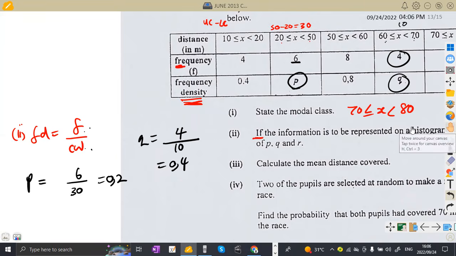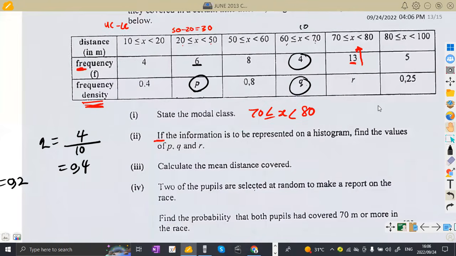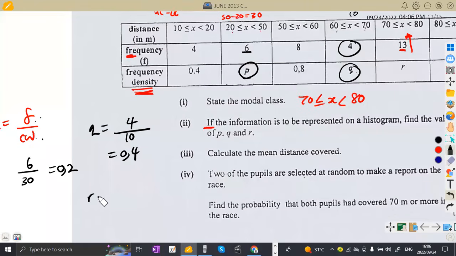On R, you do the same again. This is your R here. So you're going to have your R as the frequency there, which is 13, over the class width from 70 to 80, we've got 80 minus 70, which is 10. So we're going to divide by 10, which is 1.3. Okay, so that is what we're going to have there as the value of R. Okay, so these are the values, guys.